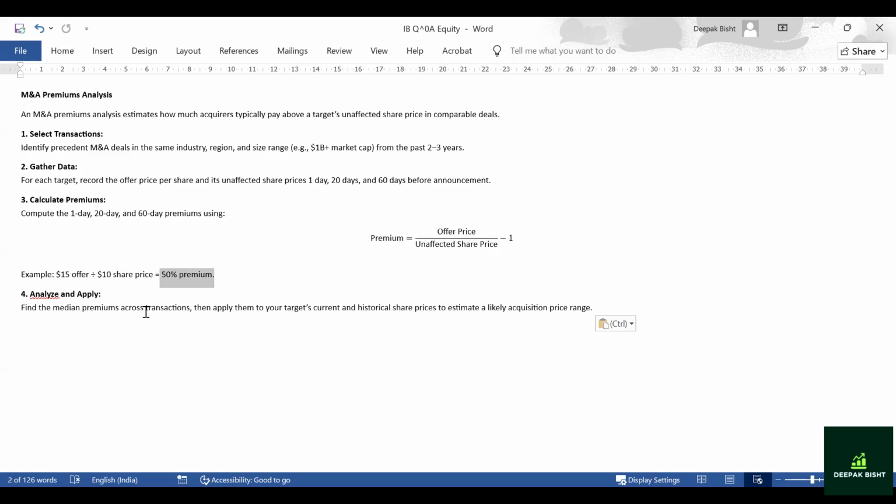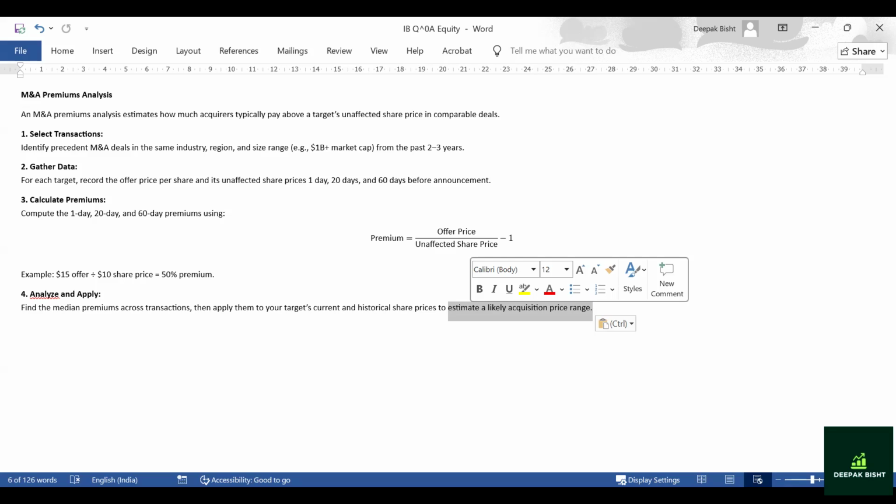You find the median premiums across transactions, then you apply them to your target's current and historical price to estimate the likely acquisition price range. This analysis only applies to public companies, since private firms don't have market prices. The set of transactions may overlap with precedent transactions, but is often broader for better data coverage. I hope this makes sense.